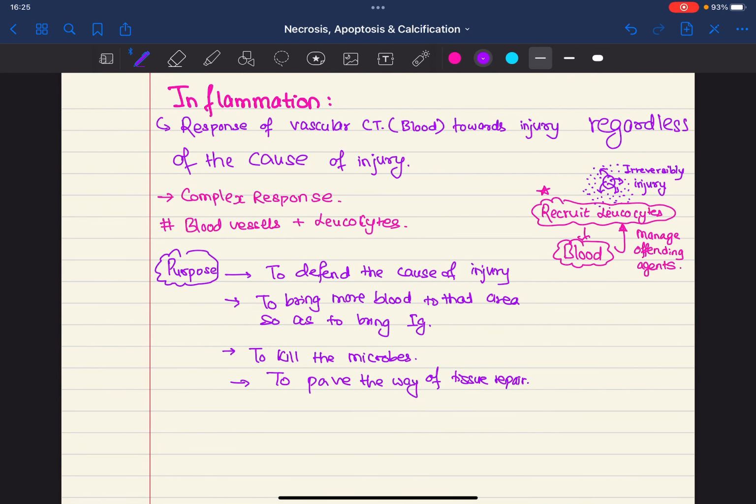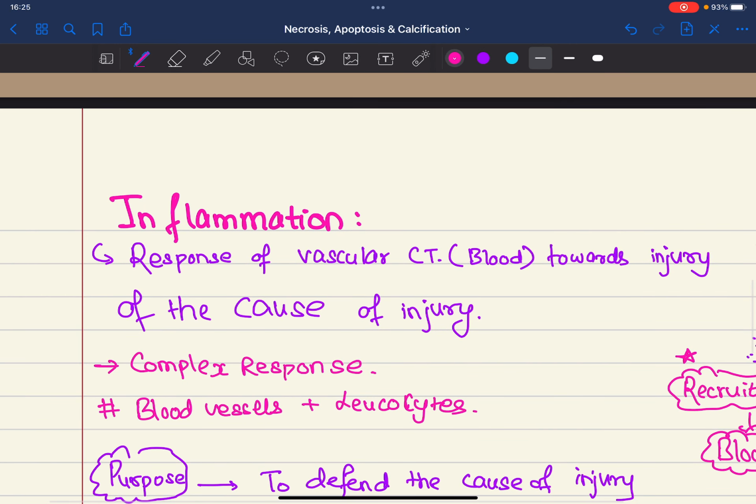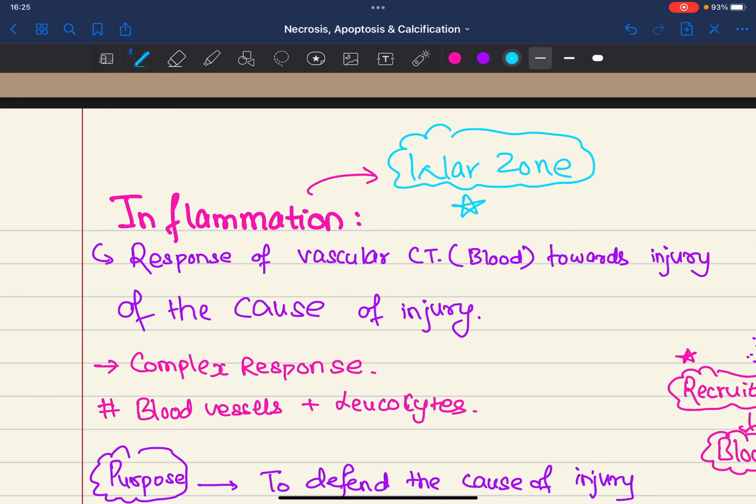Okay, inflammation is like a war zone. I prefer to call it a war zone.